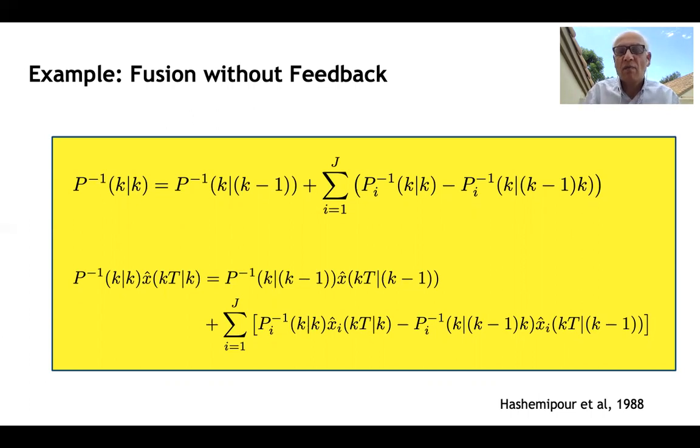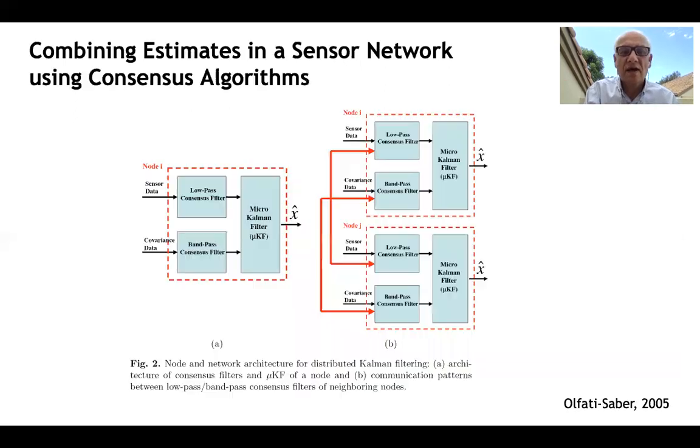So here you don't have to combine all the measurements. You simply propagate the covariances and then compute the state estimate. This is just one example of the kind of fusion that can be done, but there are many other examples.